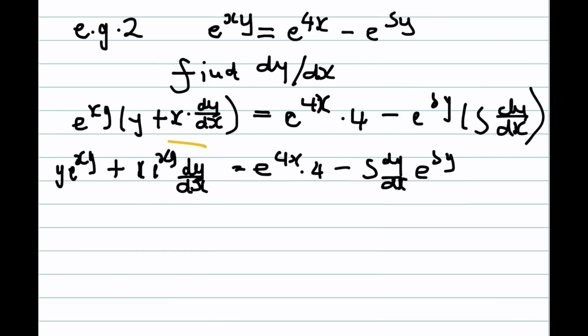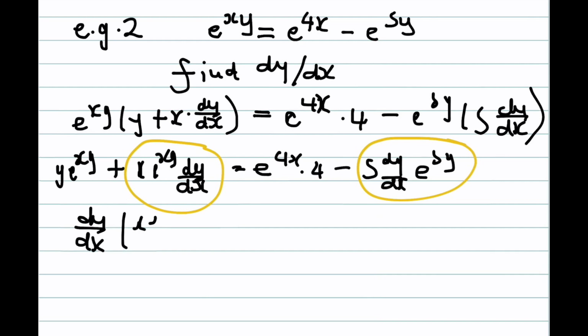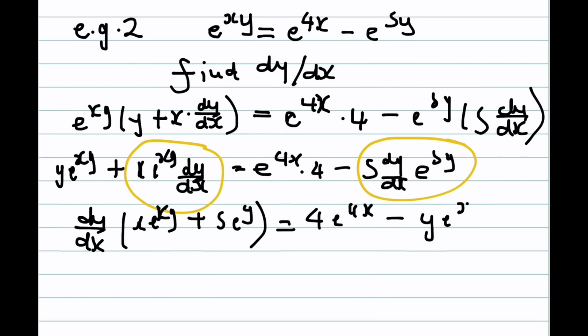Now let's collect all our like terms of dy dx. So on the left-hand side, we'll have dy dx, and then x e to the xy plus, because the 5 dy dx e to the 5y comes to the left-hand side, plus 5e to the 5y. And then on the right-hand side, we're going to have 4e to the 4x minus y e to the xy.